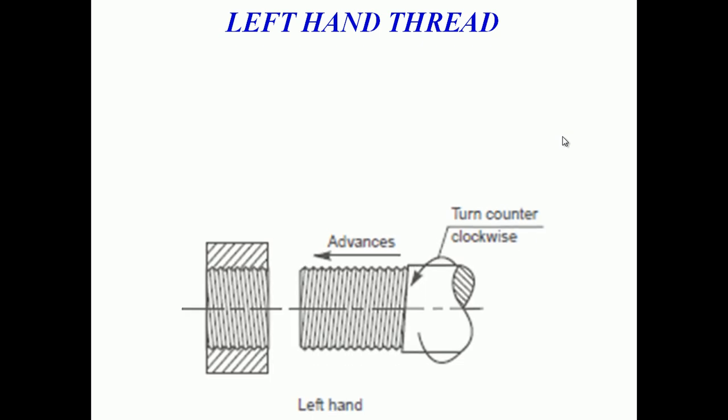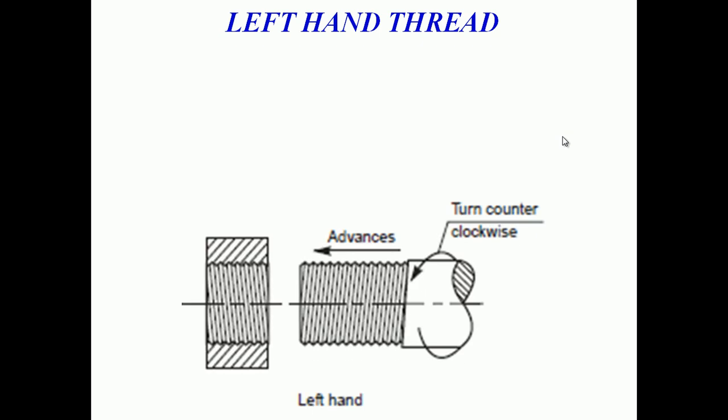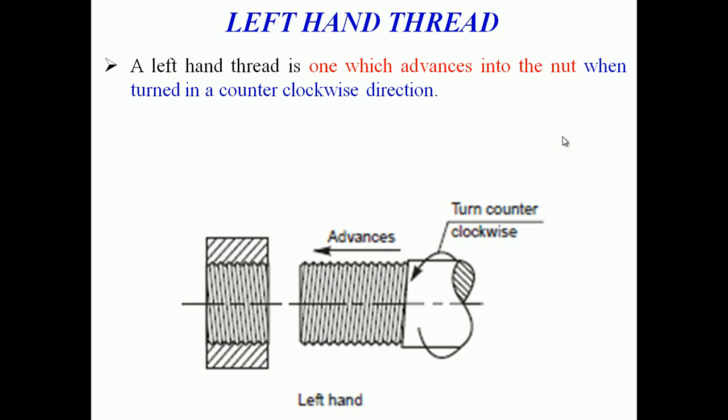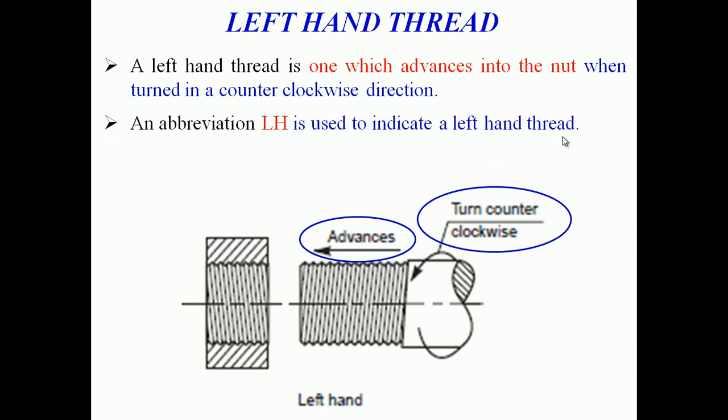Now the left hand thread. If you see the diagram, you'll come to know that it will advance into the nut if we are turning counterclockwise. A left hand thread is one which advances into the nut when turned in a counterclockwise direction. So this advances when you turn counterclockwise. The abbreviation LH is used to indicate a left hand thread.